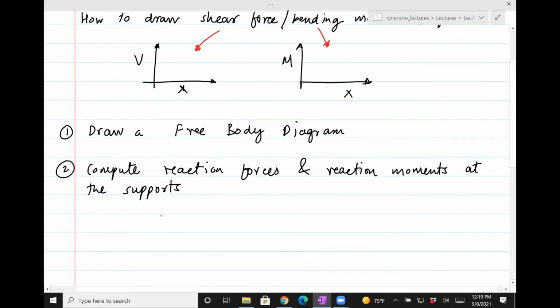How do we do it? Well, we use the equations. Summation of force in the x direction is 0. Summation of force in the y direction is 0. Summation of moments about any point is equal to 0.